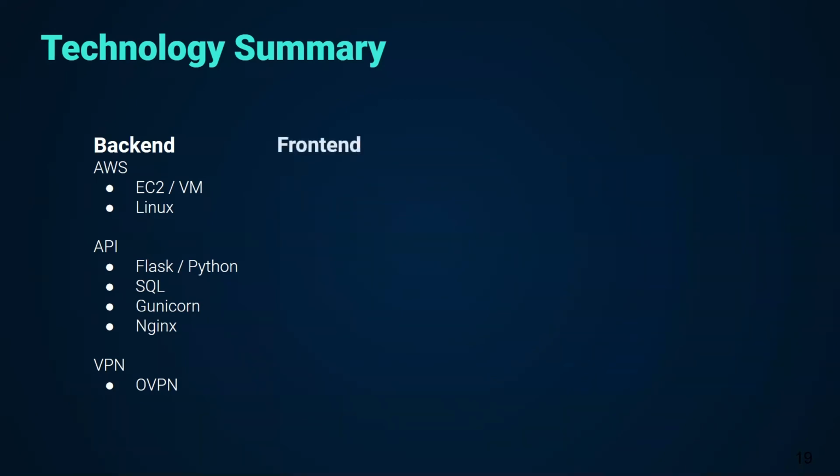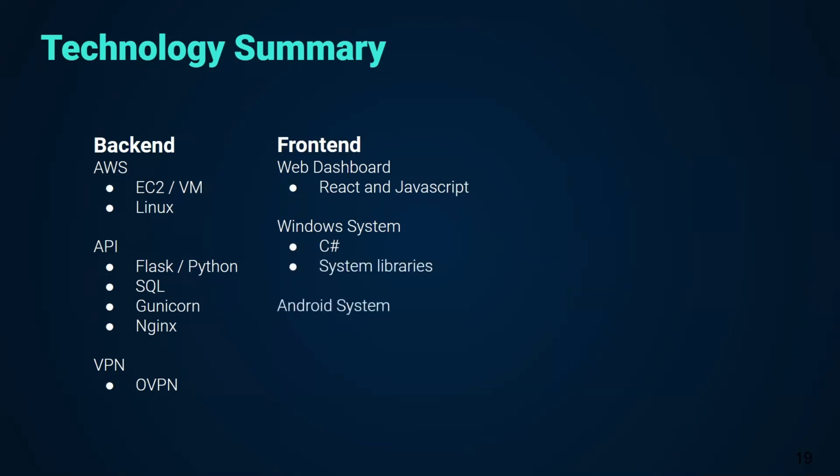Next, let's discuss the front end. Parents will interact with the system through the web dashboard. This client-side application is hosted on the AWS instance alongside the backend and is written in JavaScript and the React framework. The Windows client was written in C and utilizes a number of system calls and Windows libraries to fully interact. The Android system was developed in Android Studio and written in Java.